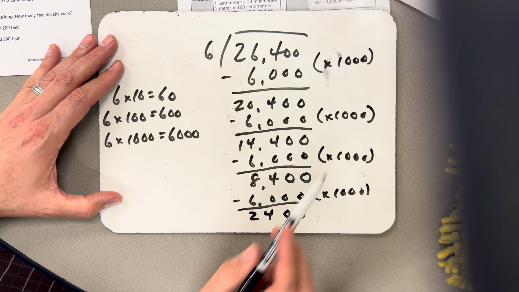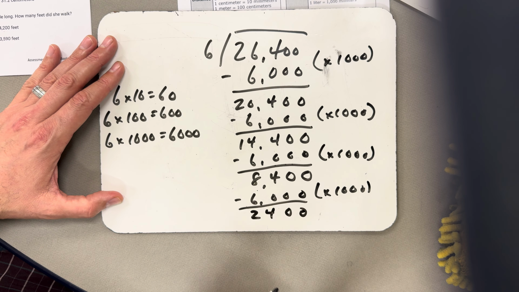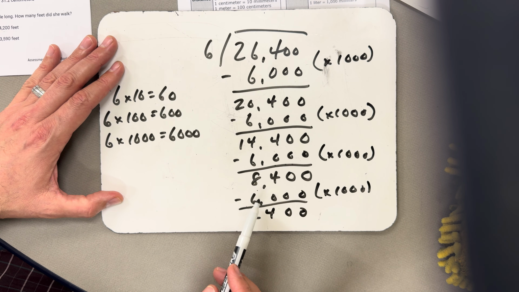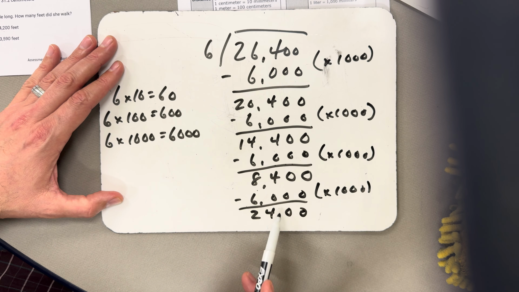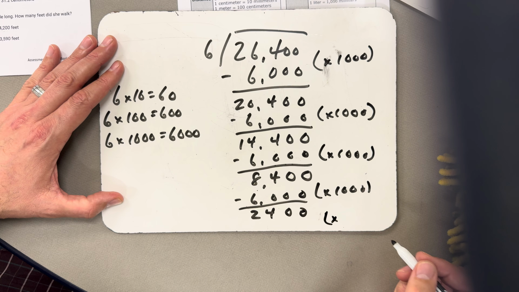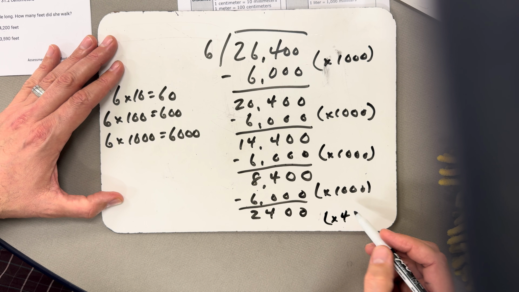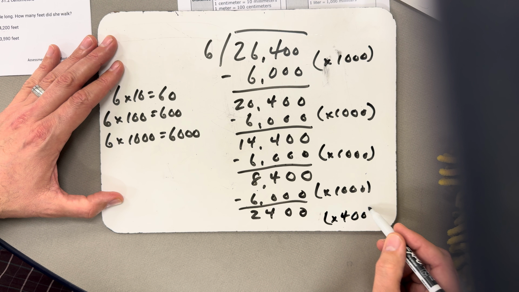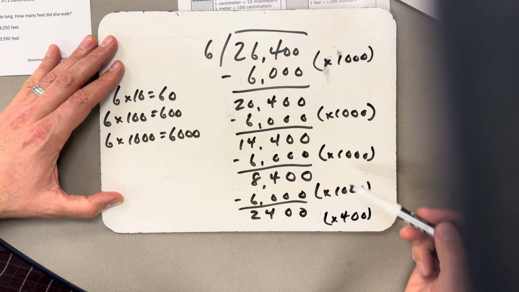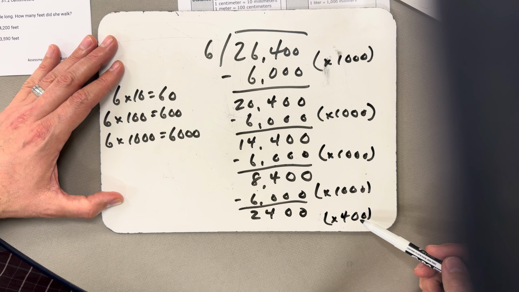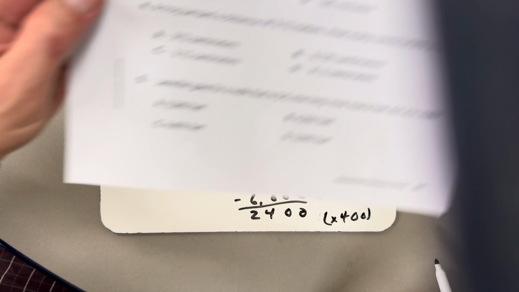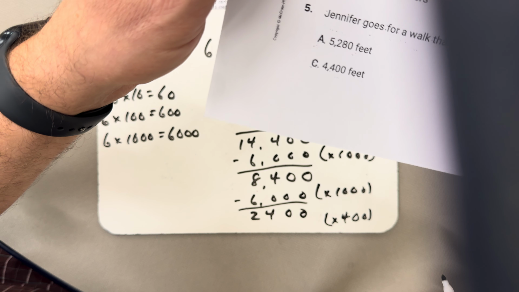So I can say I've done 4,000 so far. I could also do 6 into 2,400, which is getting where I can actually realize what that would be. Because I know 6 into 24 is 4, and then there are 2 more zeros after that. So I think you're going to have 4,400 feet. And that's answer C.